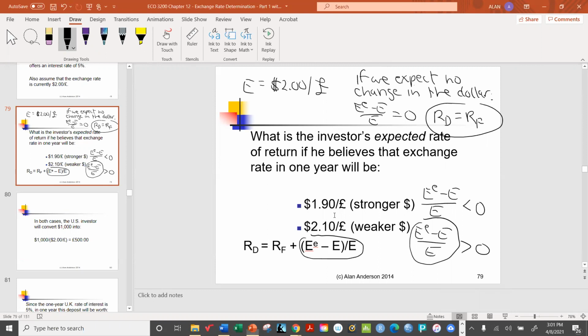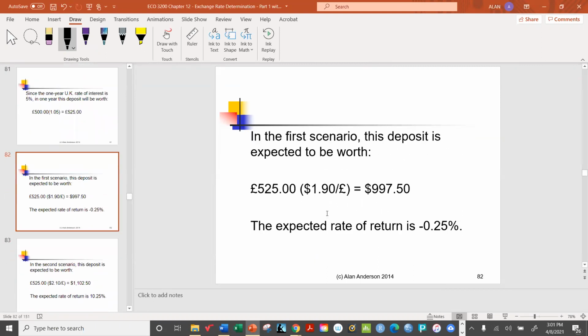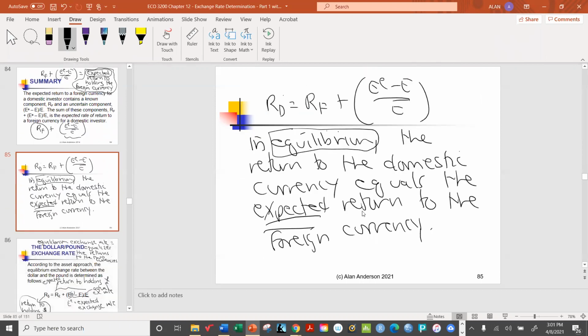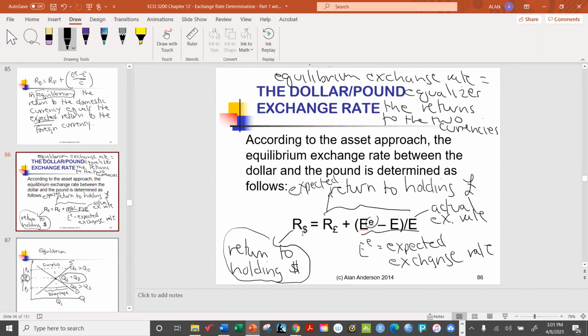Anyway, this is our equilibrium. And then when we specifically want to apply this to the dollar and the pound, we just change the symbols. You can see on the left-hand side, the return to the dollar, and the right-hand side is the expected return to the pound. That's our equilibrium condition.